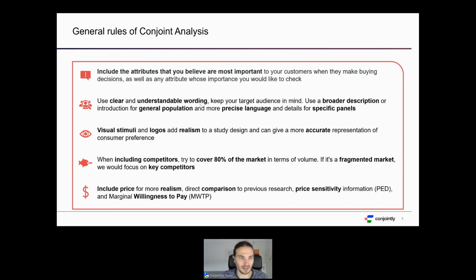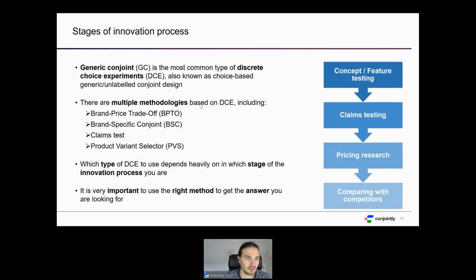Now, which type of design to use depends a little bit on something we call stages of innovation. Stages of innovation simply means, what are you trying to figure out with market research? In what way is market research the tool that's best going to answer your question? So I'm talking about generic conjoint today, but generic conjoint falls under a branch called discrete choice experiments, abbreviated as DCE. Generic conjoint is one, but we also have things like brand-specific conjoint. The only differentiation here is which different combinations you want to test.